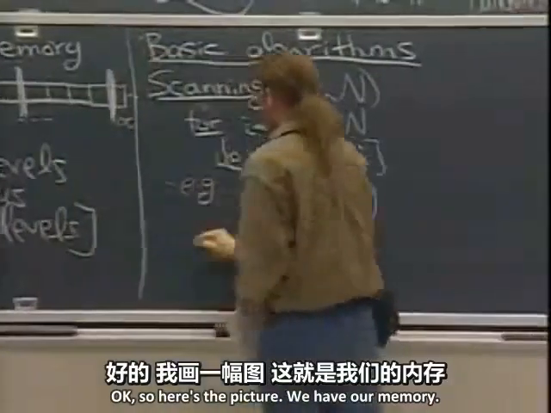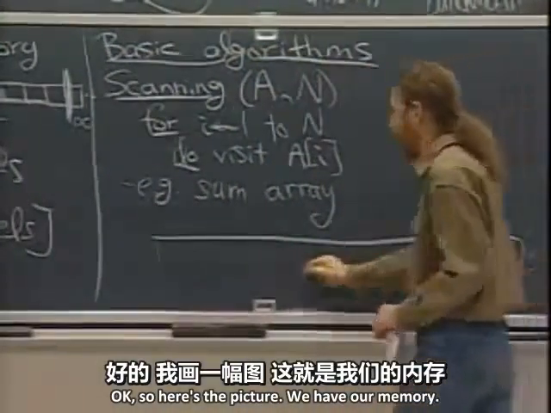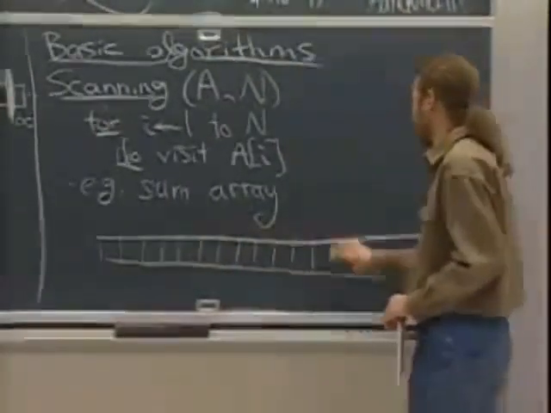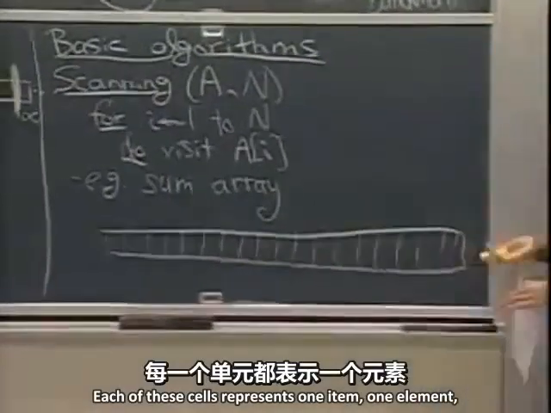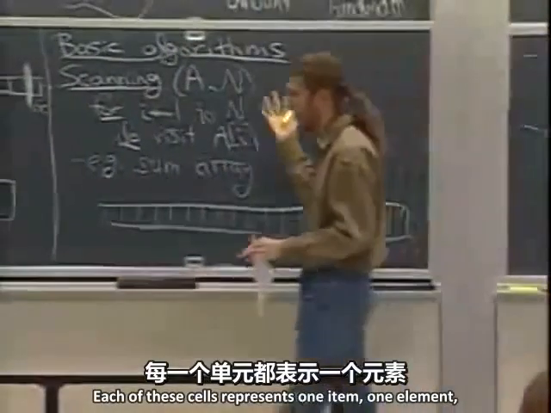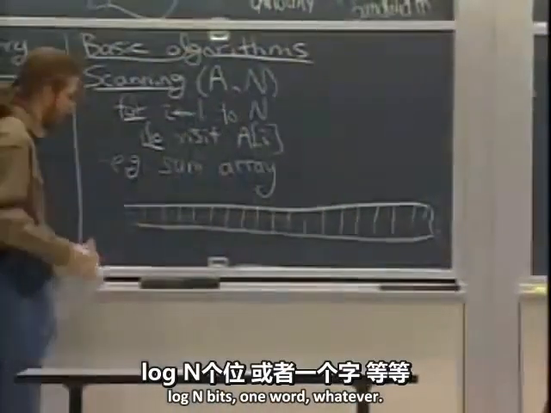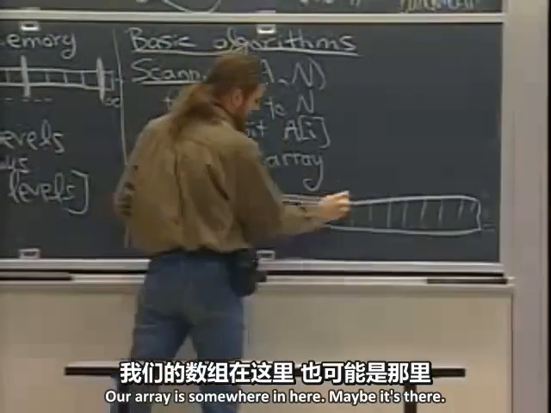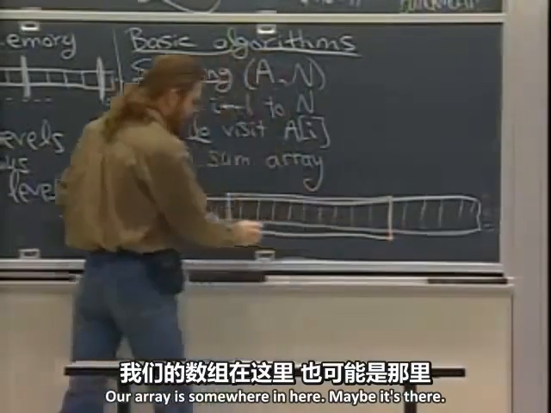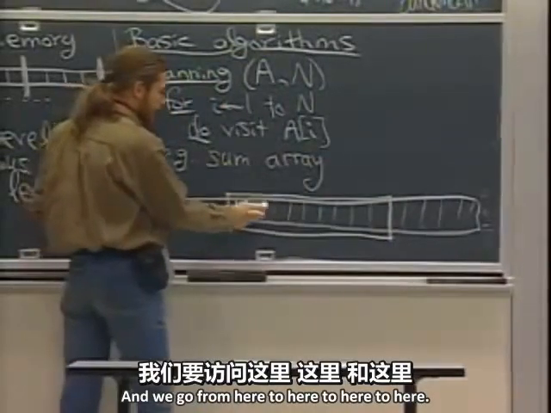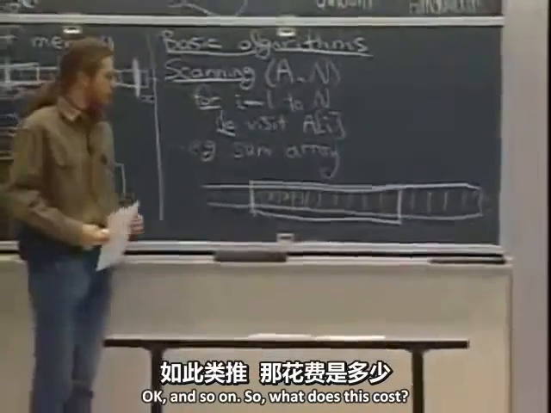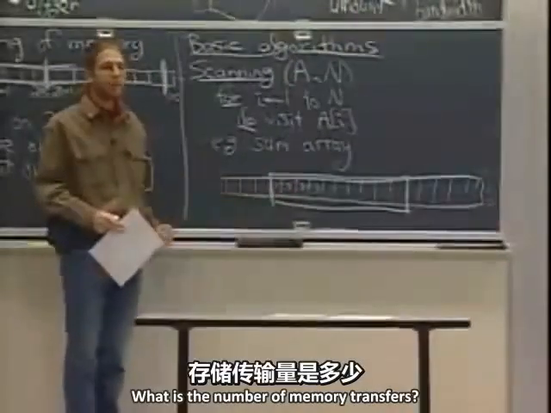Okay, so here's the picture. We have our memory divided. Each of these cells represents one item, one element, log n bits, one word, whatever. Our array is somewhere in here. Maybe it's there. And we go from here to here to here to here. Okay, and so on. So what does this cost? What is the number of memory transfers?